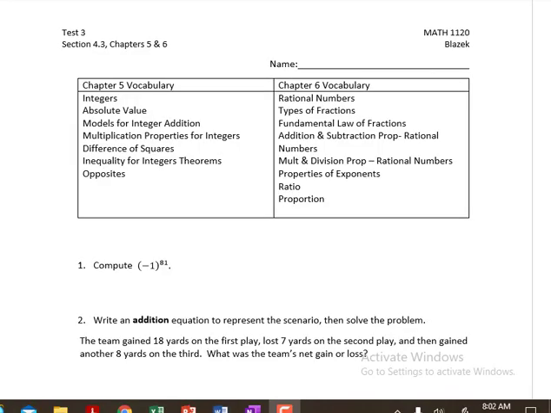Here's the video key for test 3, which includes material from chapters 5 and 6.